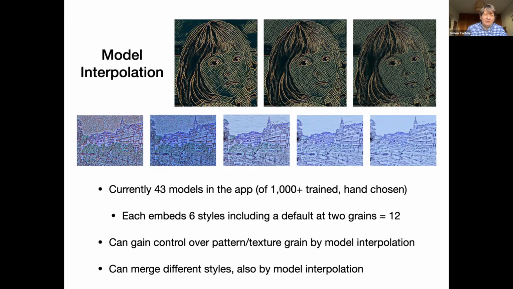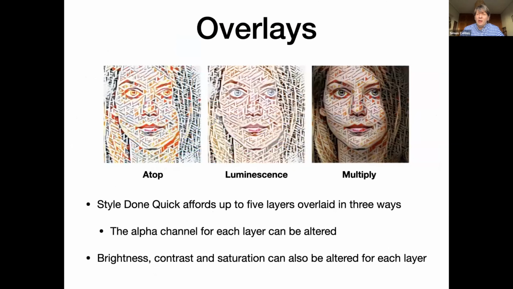Sorry about that. So you can merge these styles as you see fit, and that's what we've got in the app. No one seems to be doing overlays, good old-fashioned graphics, but if you do different overlays, you can pick up the original colors of the original image if you want, or if you use multiply overlay, then you get kind of more photorealistic. It looks in the third image there that someone's actually drawn on that person's face rather than produced a stylized image of her. So you can have up to 5 layers overlaid in 3 different ways, and there's an alpha channel for each one, so you can have more or less of it showing through. And you can change the brightness, contrast, and saturation for each layer.